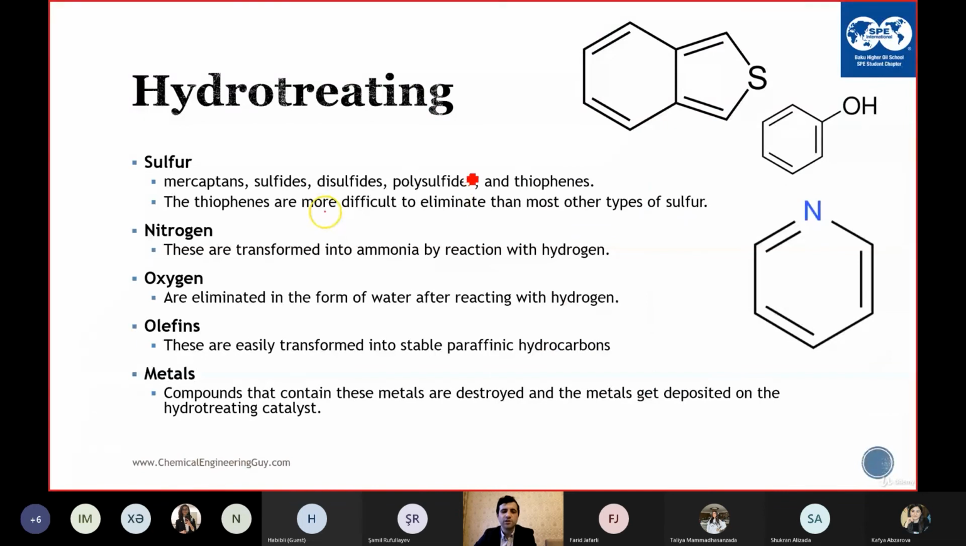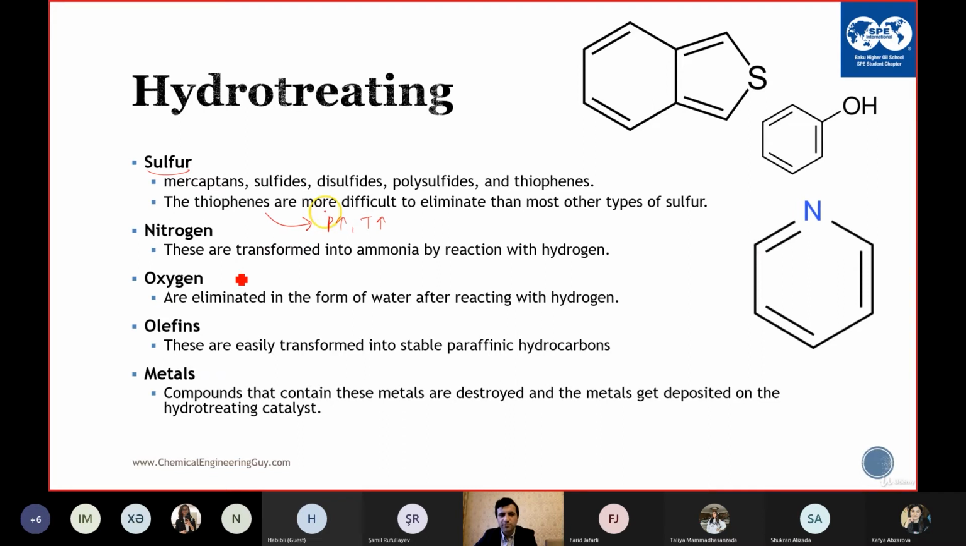Hydrotreating process. What are the impurities we want to treat in this process? The sulfur, which can show itself as a mercaptan, sulfide, disulfides, polysulfide, thiophenes, etc. And thiophenes are more difficult to eliminate than most other types of sulfur. More difficult means that you need higher pressure and higher temperature to treat thiophenes.